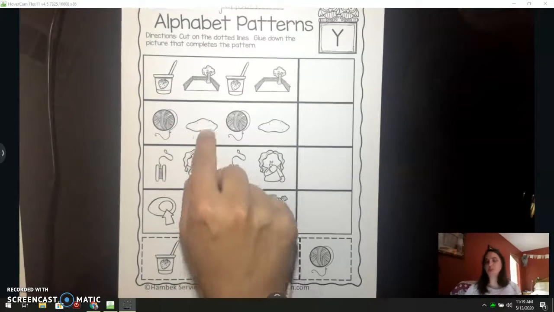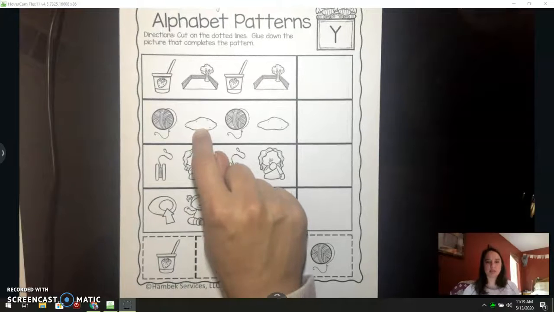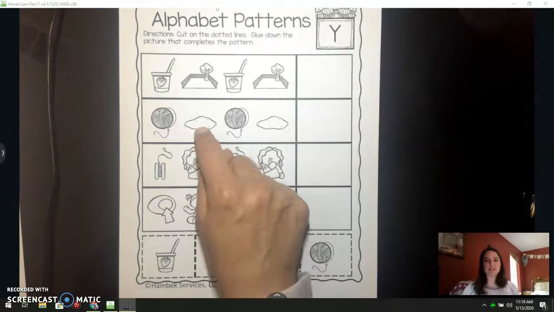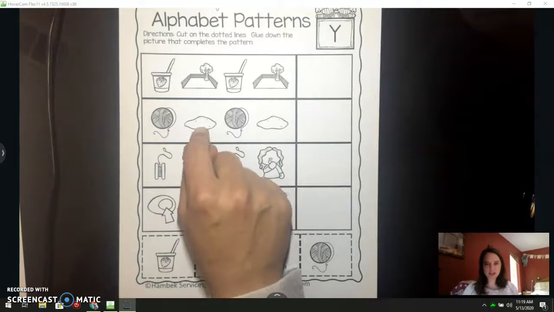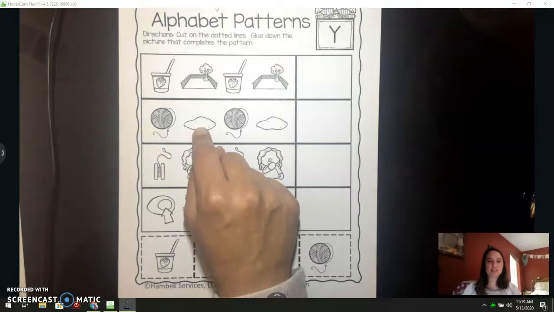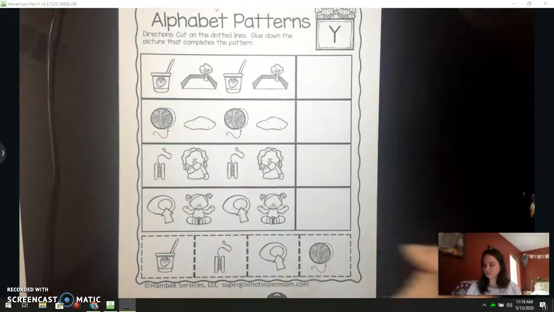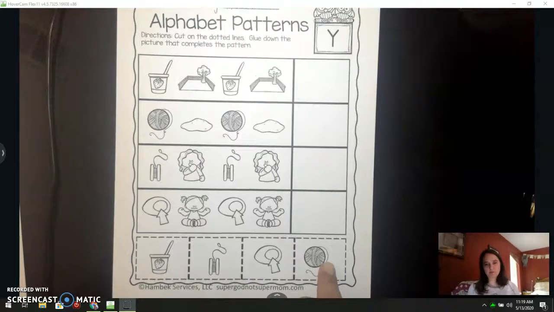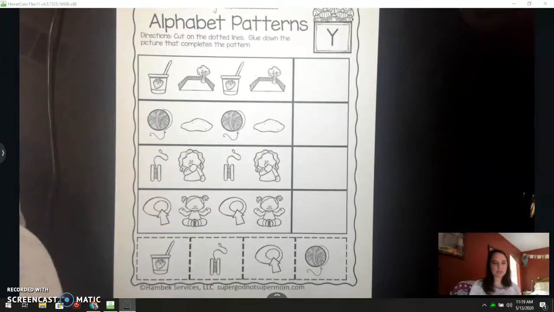Good. Some of you might not know what a yam is. It's like a sweet potato. It is a kind of potato, but it tastes different than the ones that you make hash browns or french fries out of. It tastes a little bit sweeter. So I am going to cut out my 4 pictures at the bottom. I want you to pause your video and cut out your 4 pictures.